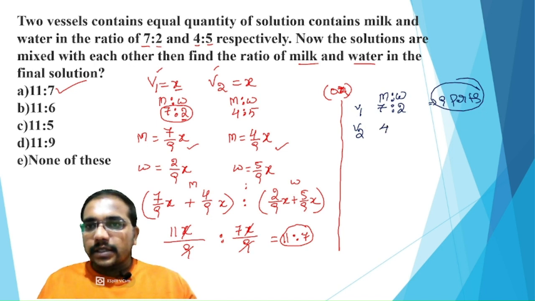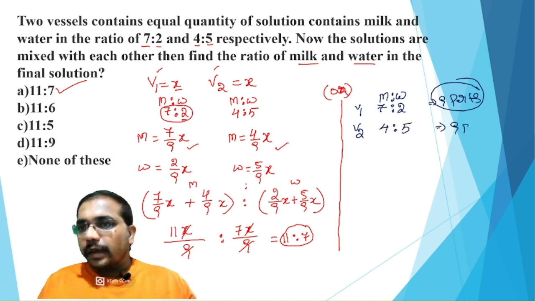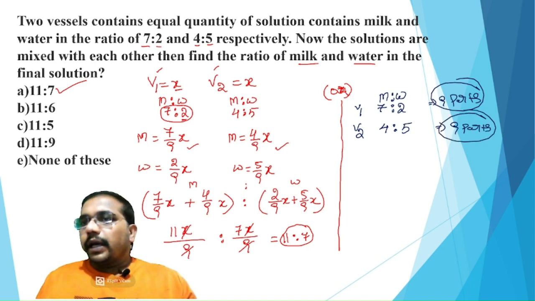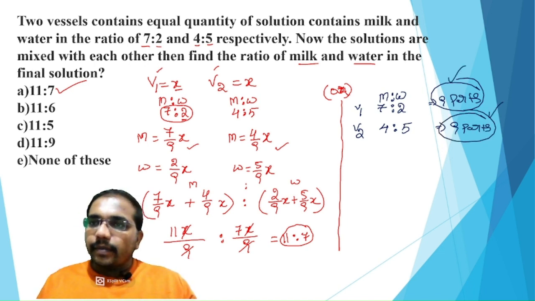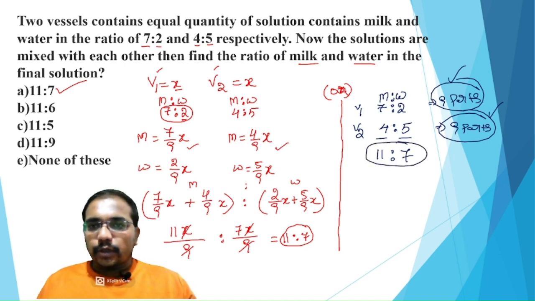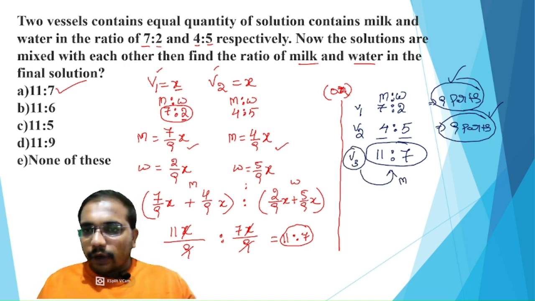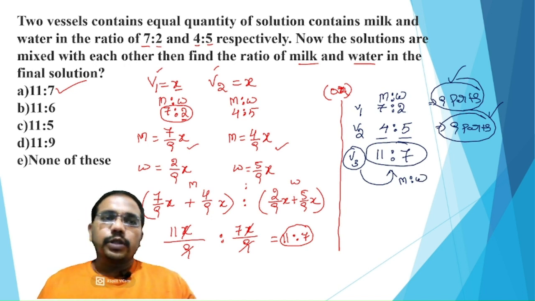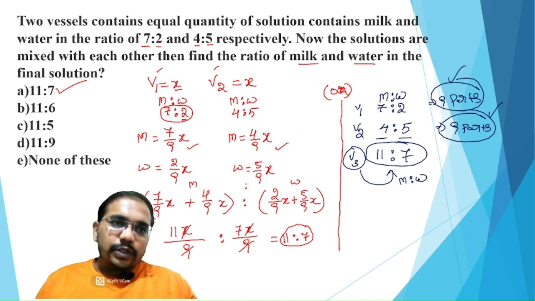Vessel 2 contains milk and water in the ratio 4:5. This one is also 9 parts. Since the quantity is already the same, 9 parts and 9 parts, we can directly add. Milk is 7 plus 4, that is 11. Water is 2 plus 5, that is 7. If you add vessel 1 and vessel 2, the resultant mixture, vessel 3, contains milk and water in the ratio 11:7. That is your answer.